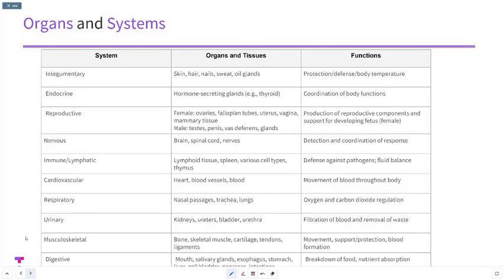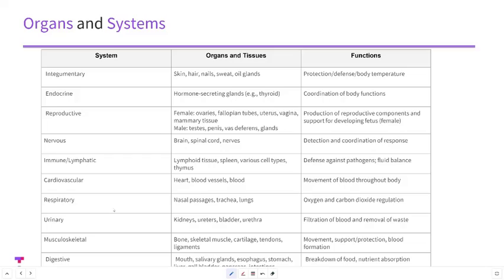Over here is an overview of the different organ systems of the human body: integumentary system, endocrine system, reproductive system, nervous system, lymphatic, cardiovascular, respiratory, urinary, musculoskeletal, and digestive systems of the body. Each of these systems is characterized by specific tissue types, and they have different functions. The integumentary system is your skin, your hair, your nails, and its main function is a barrier. The endocrine system is a hormone-releasing set of organs that allow control of growth and all the homeostatic functions.